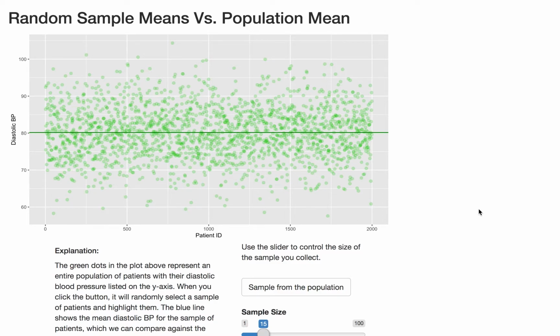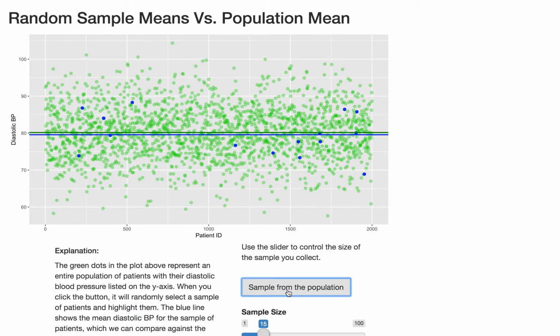All right, so let's answer the question. A picture's worth 1,000 words, so I'm going to refer back to a visualization that we looked at the beginning of the course. Here, let's pretend we know the diastolic blood pressure for an entire population of people. Each green dot represents a person, and their height is their diastolic blood pressure. The reason that your sample means end up being different from your population mean is because you're randomly selecting a snippet of that population to represent everybody.